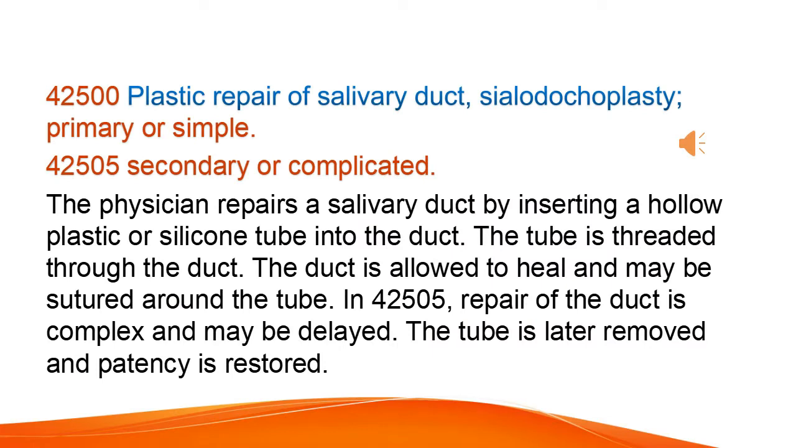Plastic repair of salivary duct, sialodochoplasty, primary or simple. Secondary or complicated. The physician repairs a salivary duct by inserting a hollow plastic or silicone tube into the duct. The tube is threaded through the duct. The duct is allowed to heal and may be sutured around the tube.